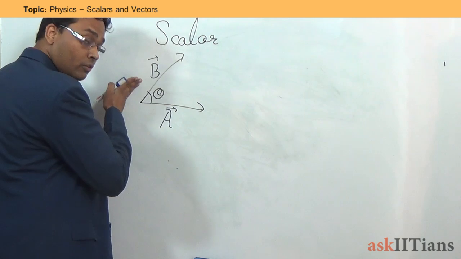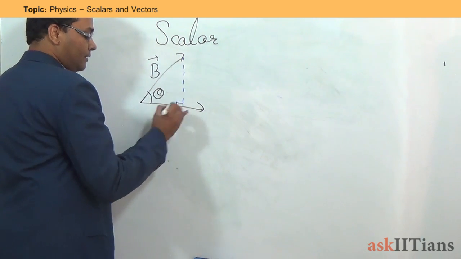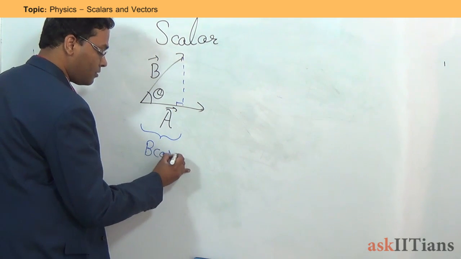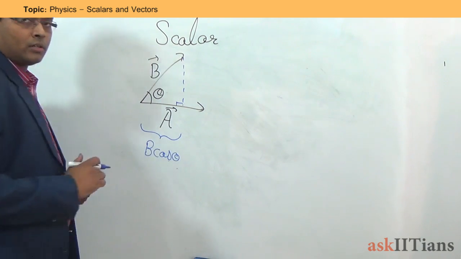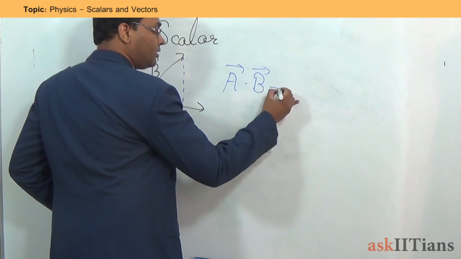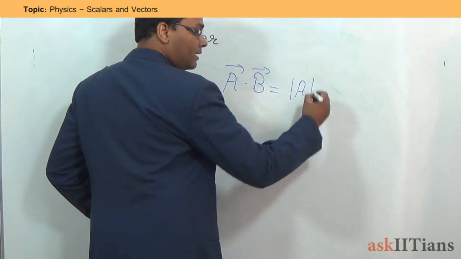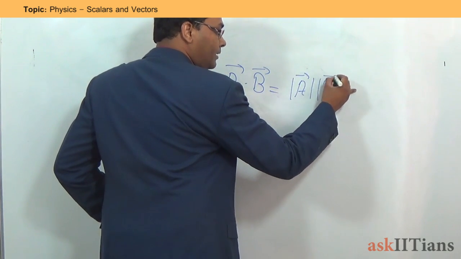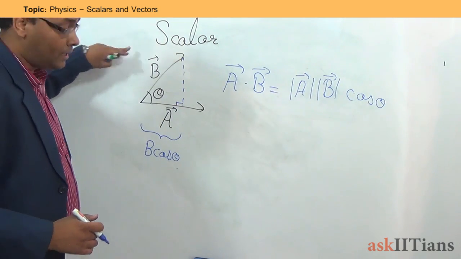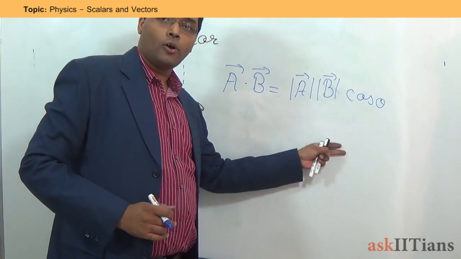We can take a projection of the vector B along vector A, that is, we draw a perpendicular from here. Therefore, this particular value becomes B cos theta, and the product, represented as A dot B, is going to be equal to the magnitude of the vector A, the magnitude of the vector B, into cosine of the angle, because when we take a projection of the vector B along the vector A, the value is B cos theta. So effectively this is the dot product.